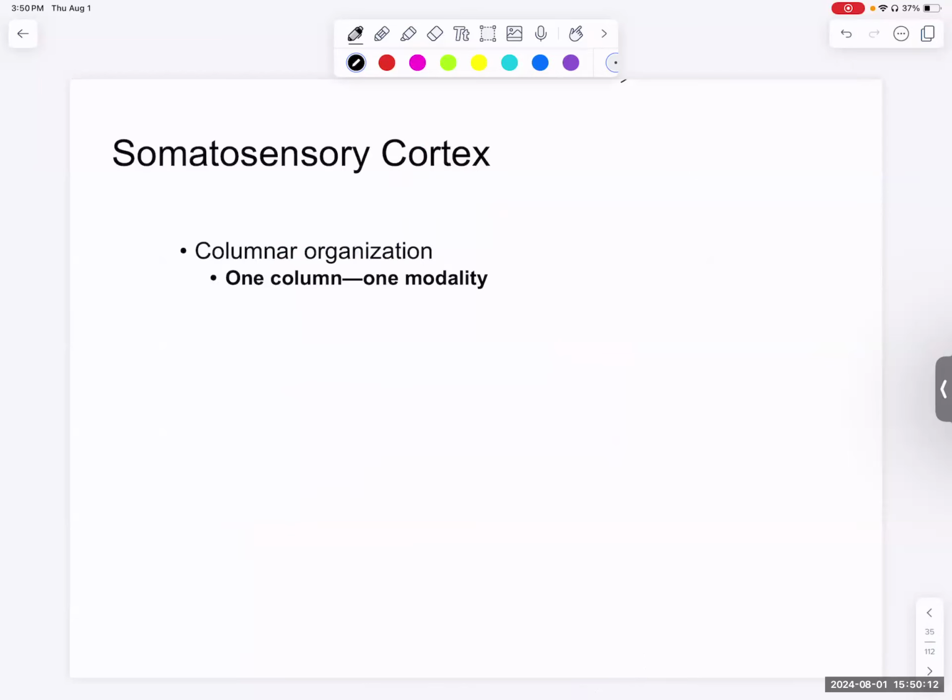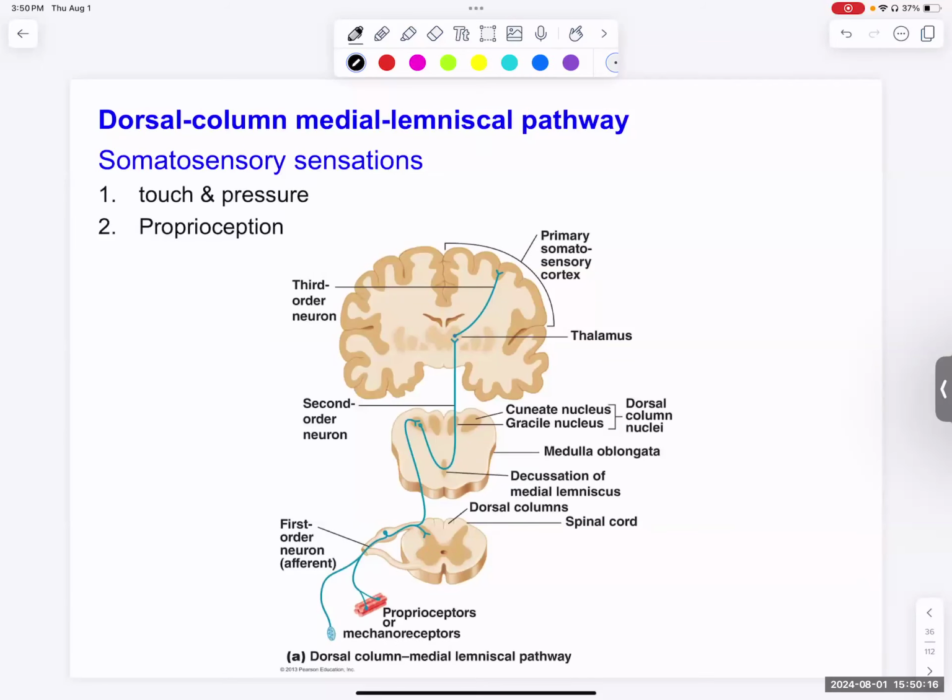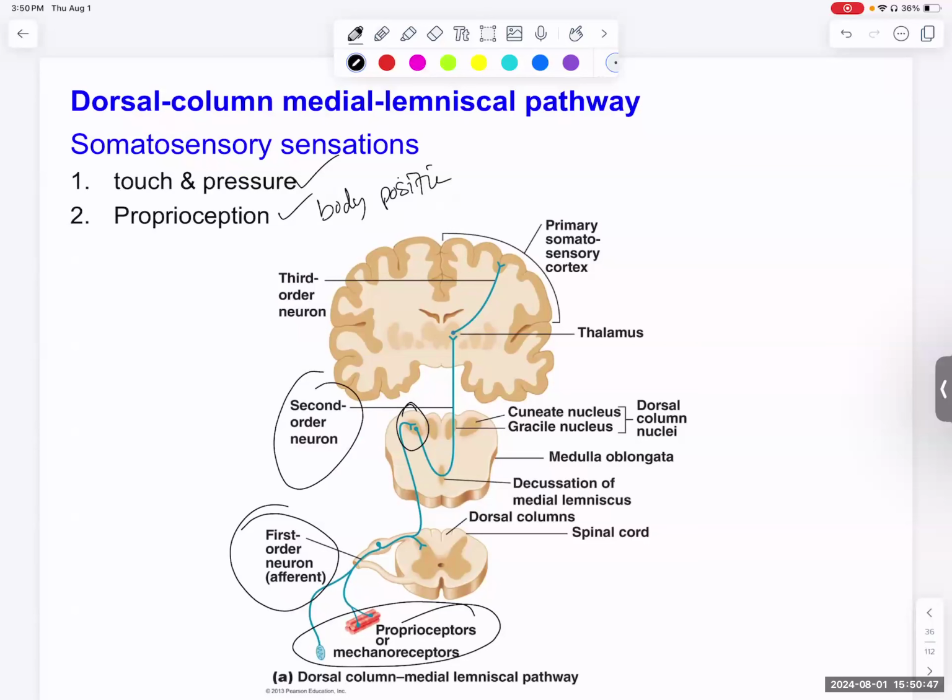Somatosensory cortex, one column, one modality. There are different pathways. So this is one pathway. We're not going through all the different pathways, but I am going to mention the dorsal column medial lemniscal pathway. This is your somatosensory pathway for touch, pressure, and proprioception, which is body position. A couple of things. One, this is your first order sensory afferent neuron. It's from the receptor into the spinal cord, where it's going to synapse on a second order neuron in the spinal cord. On that second order neuron, it actually crosses over to the opposite side of the spinal cord and then goes to the opposite thalamus and the opposite primary somatosensory cortex of the brain.